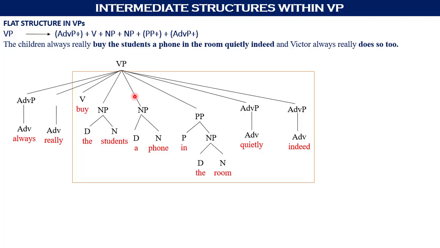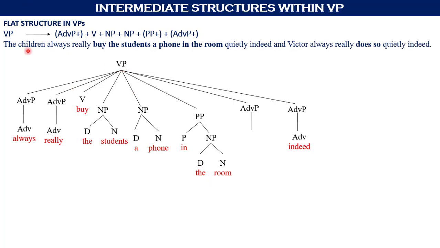Now let us probe further to target other intermediate constituents within this VP. We have this: the children always really buy the students a phone in the room quietly indeed, and Victor always really does so quietly indeed. So "does so" over here replaces buy the students a phone in the room. Since the replacement test works over here, it means that there is an intermediate structure. There is the presence of an intermediate structure.